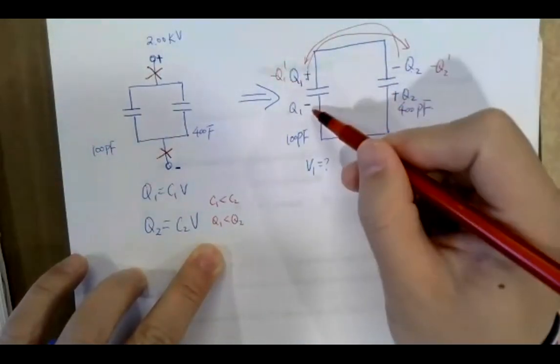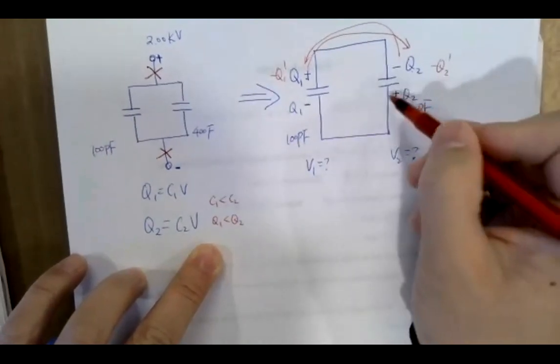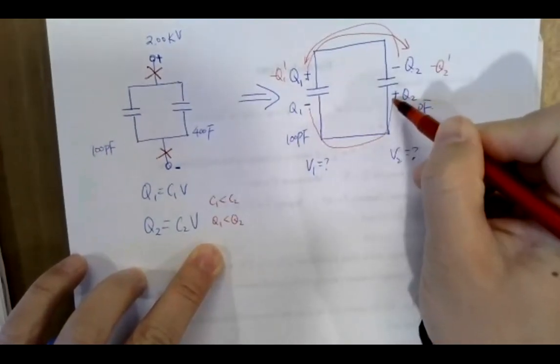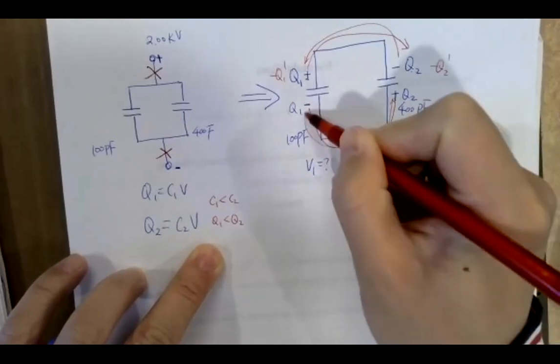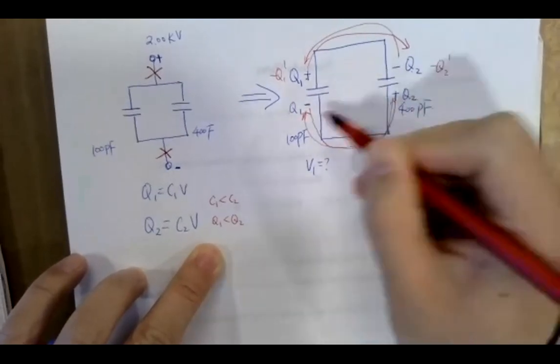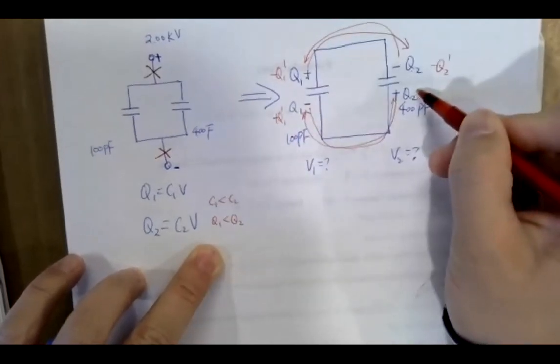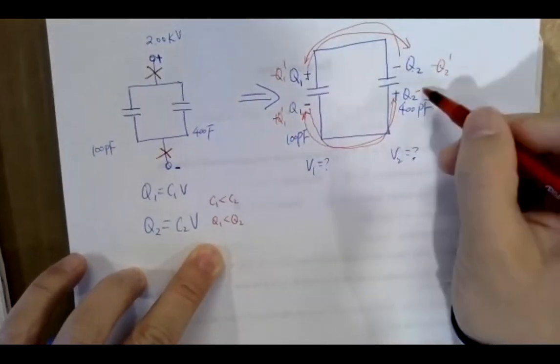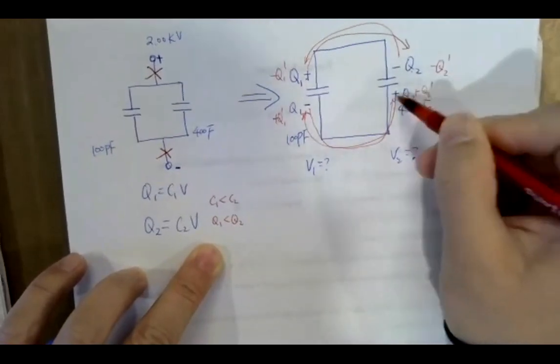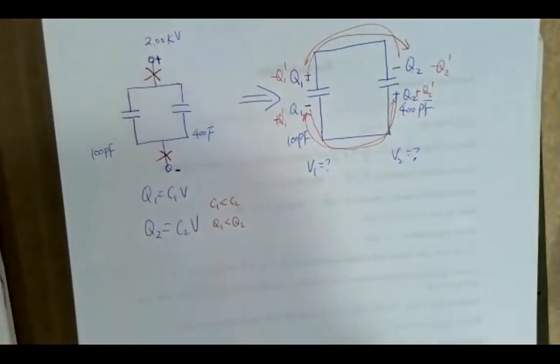The same will happen for the lower plates. So charges will be exchanged. Because Q2 is greater than Q1, you will have positive Q1 prime on here. You have actually positive Q2 prime at the bottom here, okay? So on the top plates, both will be negative. At the bottom plate, both will be positive, okay? So that's what happens afterward.